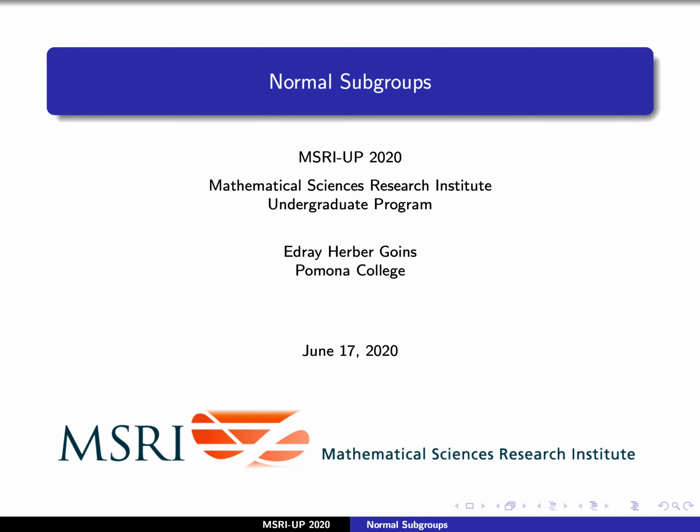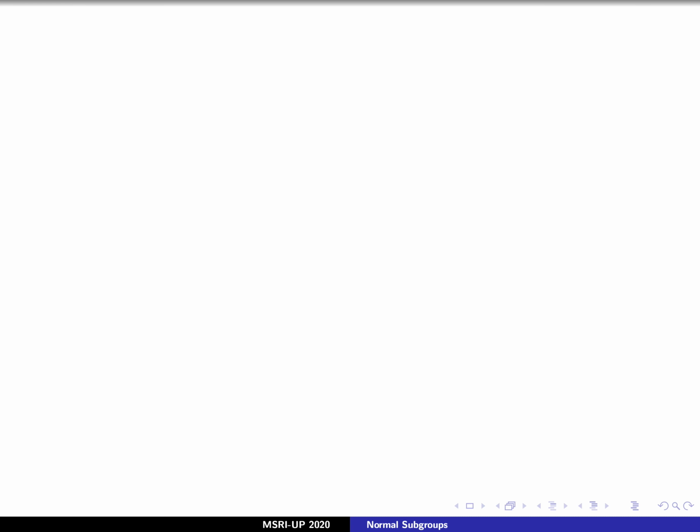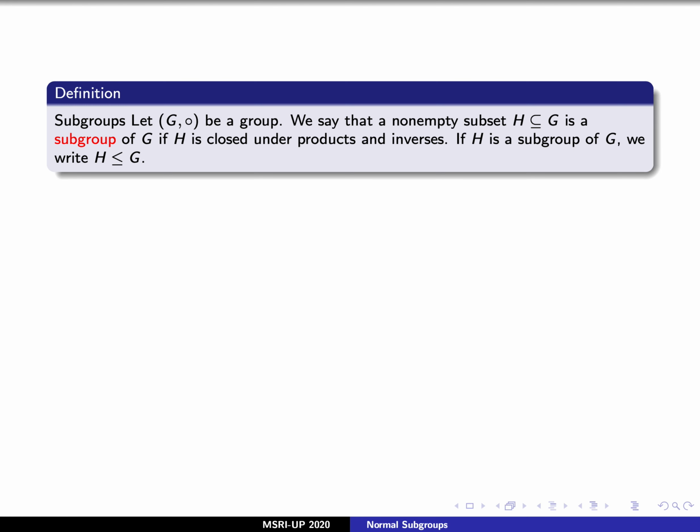Today we're going to discuss normal subgroups. Let's do a review from the last lesson. Remember that a subgroup is a non-empty set H, which is also a group. Simply put, H is non-empty and is closed under products and inverses. If we do have a subgroup, we'll write this less than or equal to symbol, H ≤ G.